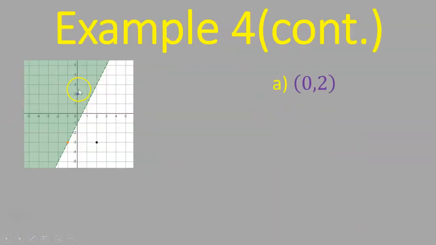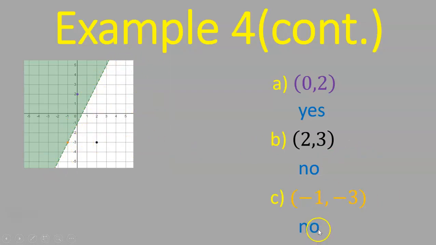Well, the purple point is clearly within the shading, so yes, it's a solution. The black point is clearly outside the shading, so no, it's not a solution. But the orange point is exactly on the border. So again, the dashed line is significant here. Because it's dashed, that means it cannot be a solution there, so it's not. Had that been a solid line, the answer would be yes to 4C.